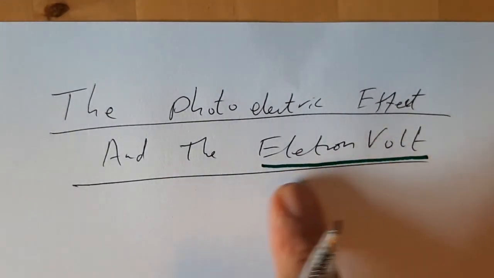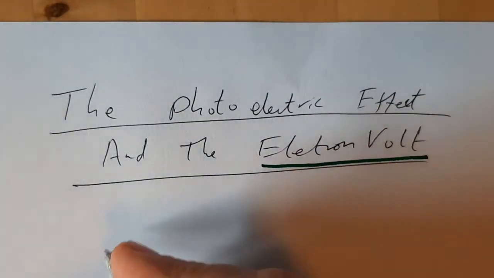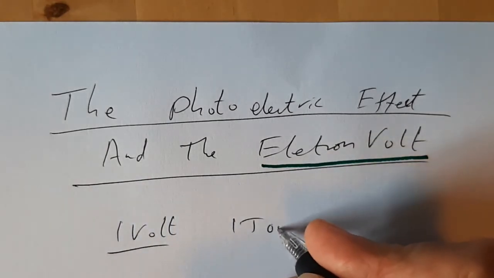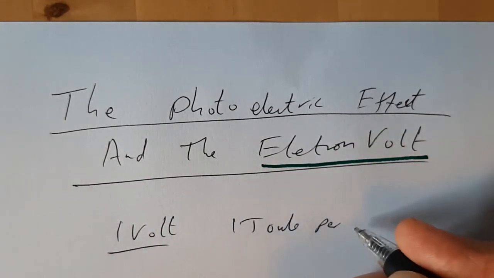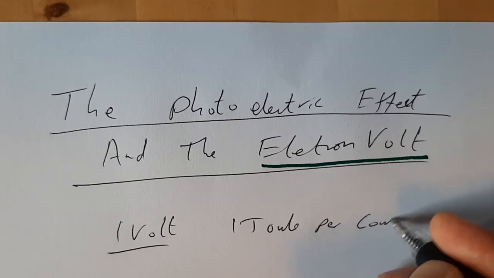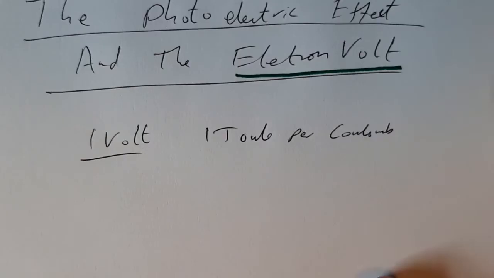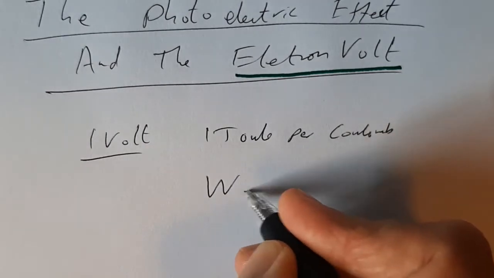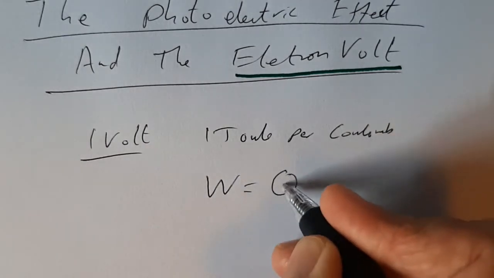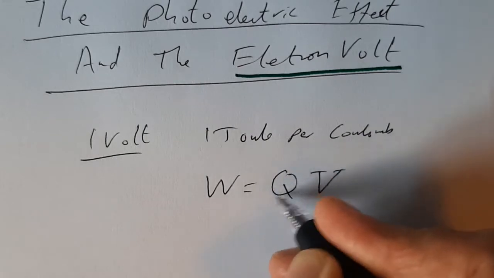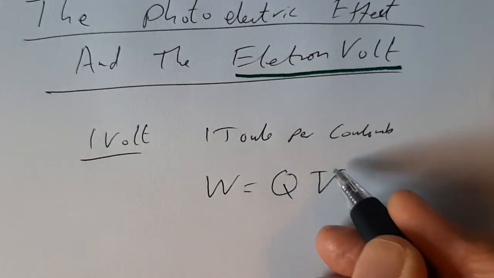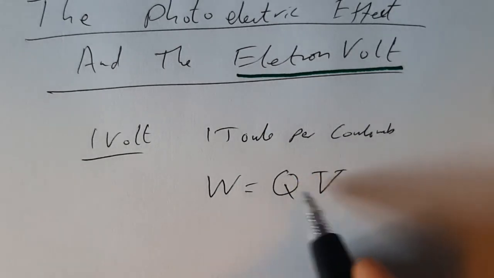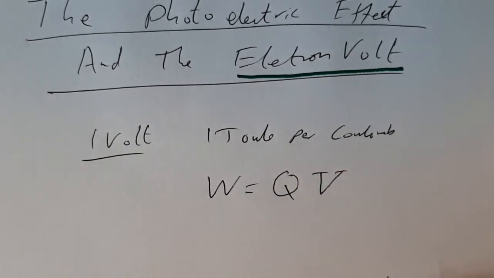So to give you a chance of understanding the electron volt, in the introductory unit we talked about 1 volt being 1 joule per coulomb. We can express that as an equation: the work done, or the energy transferred, when an amount of charge Q moves through a voltage V is given by that equation, because this is the number of coulombs and this is the number of joules given to each coulomb.